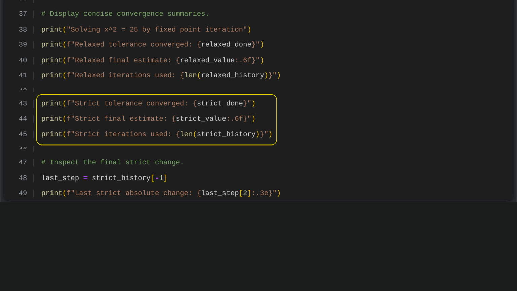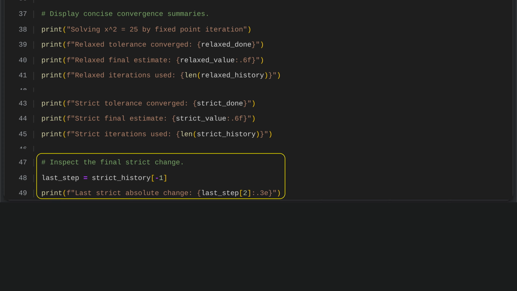For the strict tolerance case, we check whether the method converged, then report the final solution estimate to 6 decimal places. We also show how many iterations were needed, giving a concise view of both the result and how efficiently it was reached. We inspect the final entry in the strict tolerance history to see the last iteration's result. The absolute change from that step is displayed in scientific notation, making it easy to judge how little the estimate changed and how much precision the strict tolerance achieved.